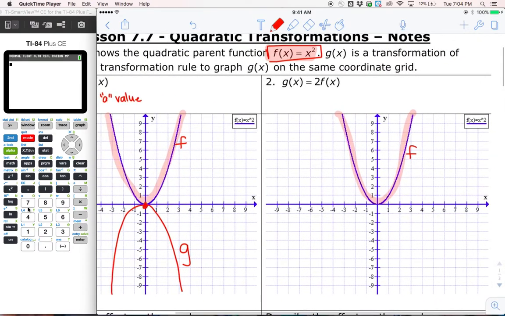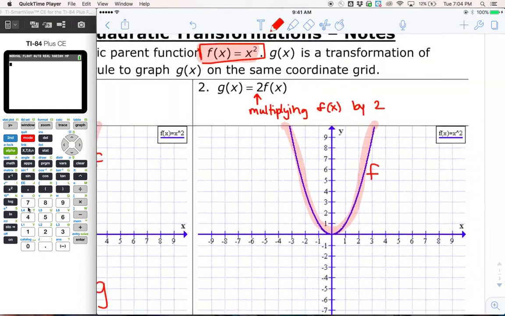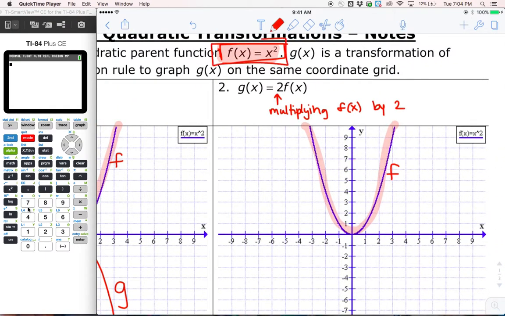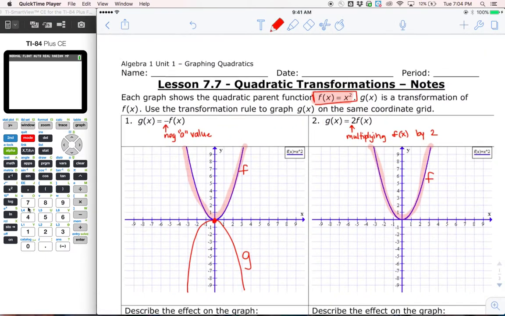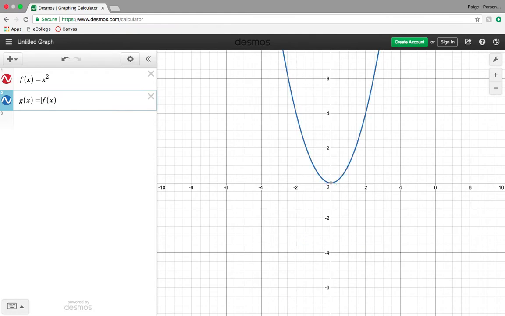Here we go. This one, g of x is equal to 2 times f of x. This is multiplying f of x by a 2. So it's multiplying x squared by 2. Let's see what happens when we do that. Instead of having a negative right here, we're just going to put a 2. Remember, my red graph was the original and my blue graph is the new one.